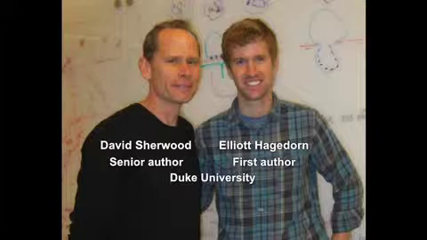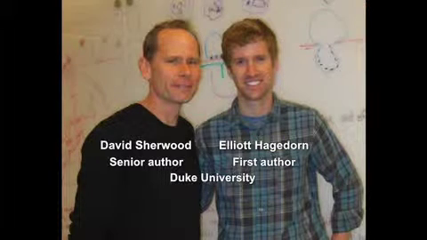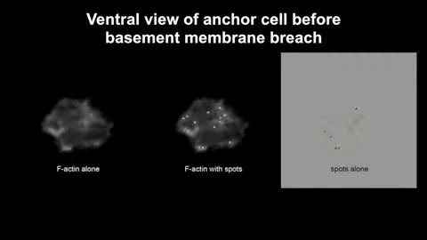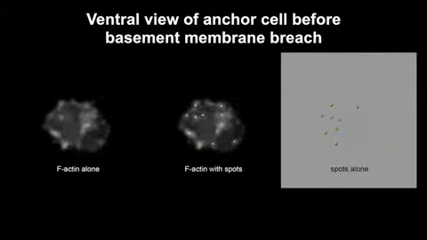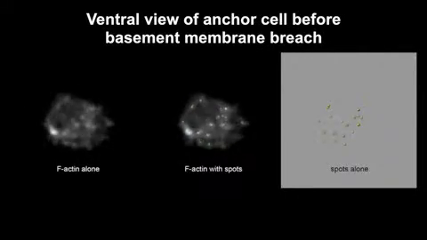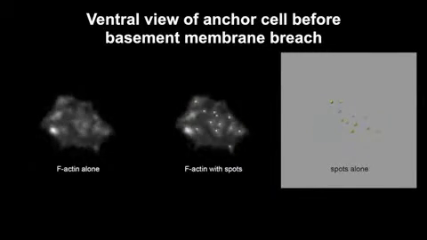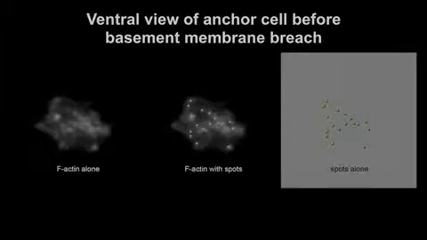Sherwood and colleagues, led by grad student Elliot Hagedorn, began by imaging the actin cytoskeleton of anchor cells before invasion began, revealing the presence of small actin puncta near the underlying basement membrane. They're very dynamic. They turn over every 45 seconds, and there are a lot of them. There are hundreds of them that turn over incredibly rapidly.